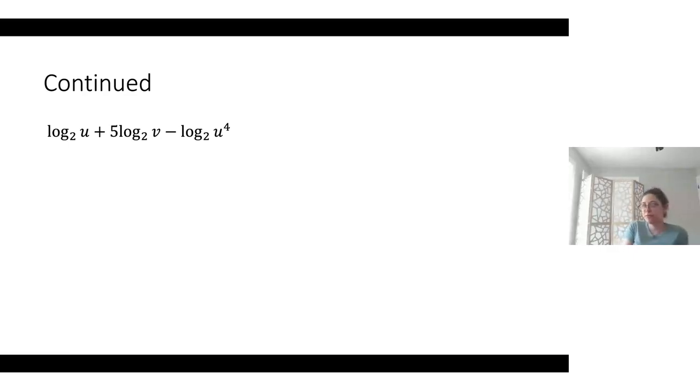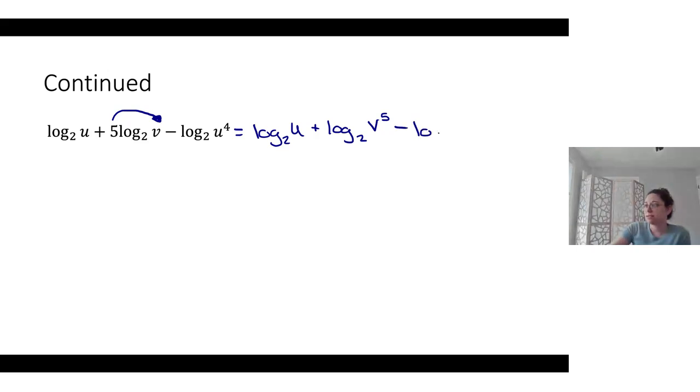Okay, another example of condensing. This time we're condensing 3 logarithms into 1. Before I can start to condense, remember I always want to get rid of those factors on the outside by bringing them up as exponents. So here this was 5 times log base 2 of v. I want to rewrite the 5 as an exponent. So we have log base 2 of u plus log base 2 of v to the 5th minus log base 2 of u to the 4th.